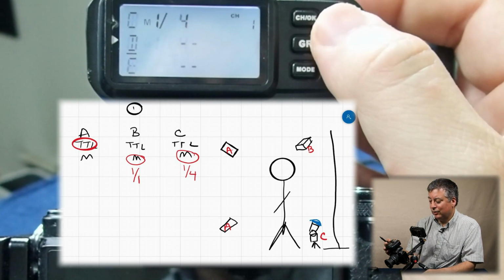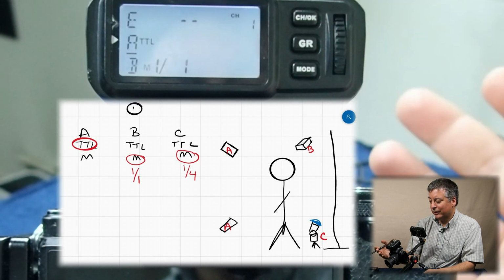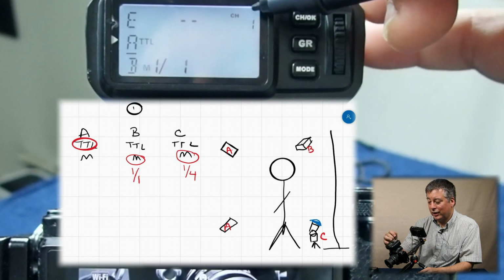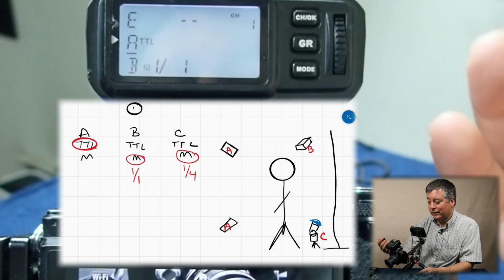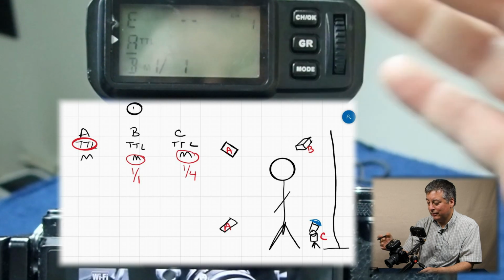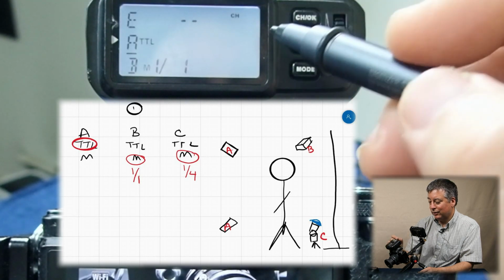And then we'll just make sure that group D is off and group E is off, and then I'll go back to group A. So the next thing is, if the trigger was not already on channel 1 as indicated here, it's easy enough to change by just holding the channel button here, which is the top button, for 2 seconds until it starts blinking.